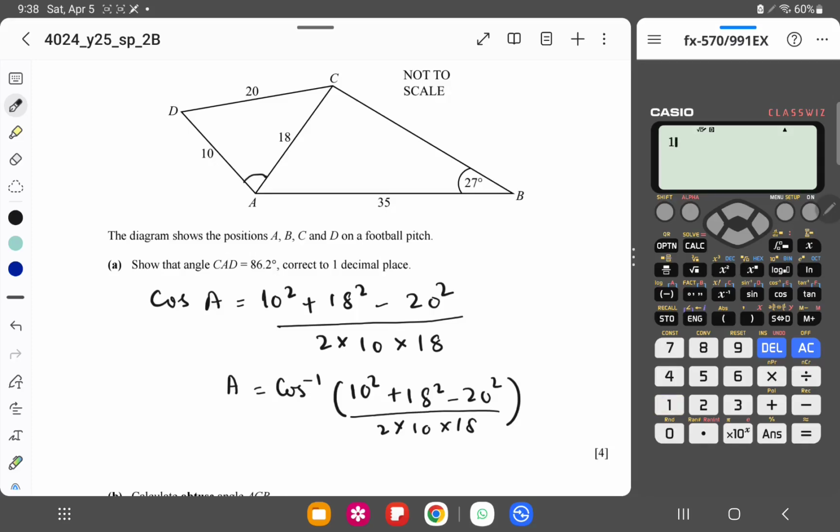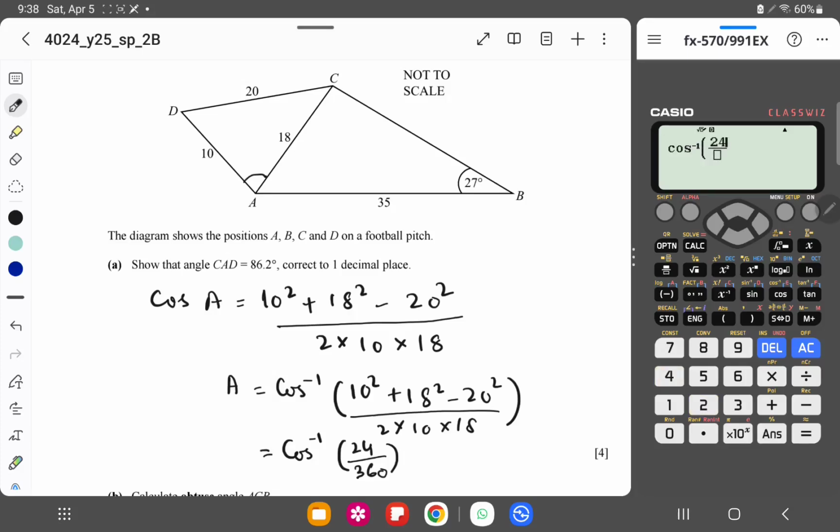10, because of the marks we have to do it. Okay, 10 square plus 18 square minus 20 square is equals to 24. Okay, cos inverse 24 upon 2 into 10 into 18, which is 360. So find out shift cos inverse and then you find out 24 over 360.